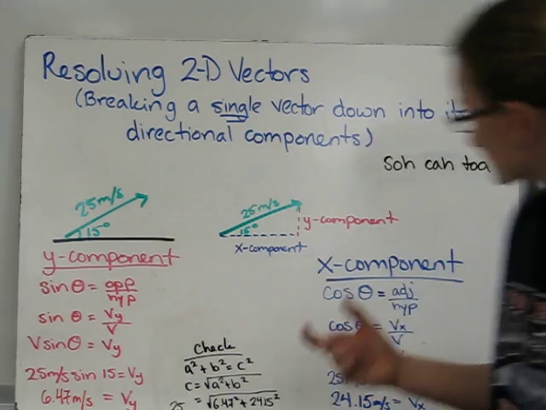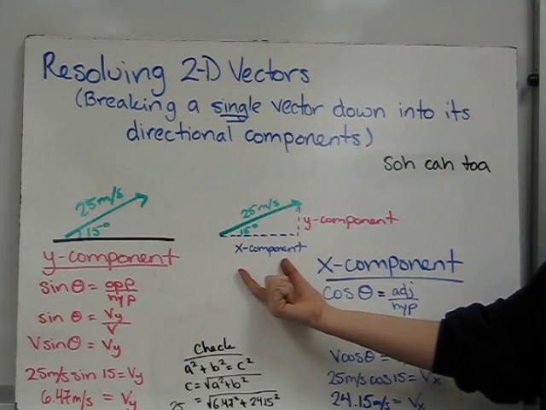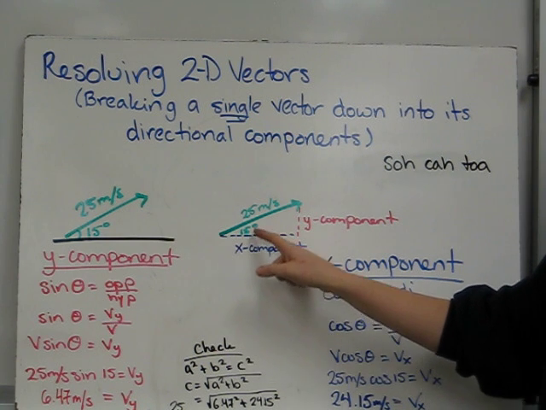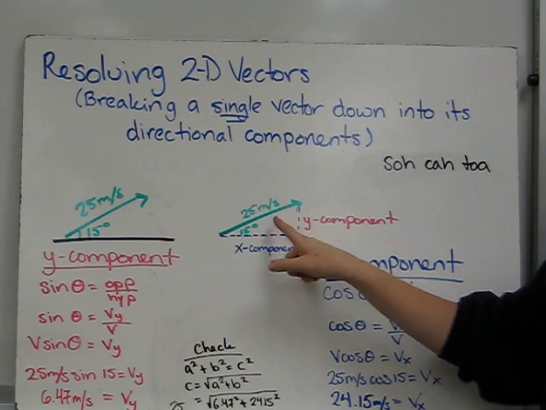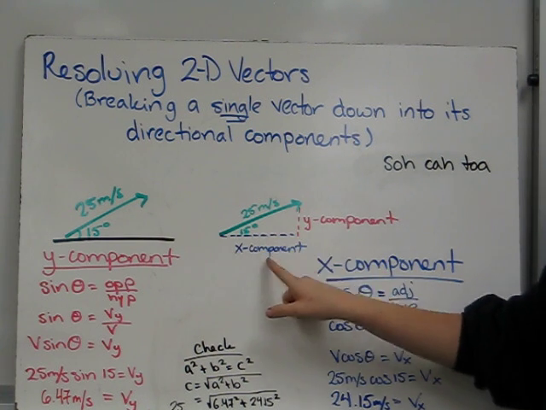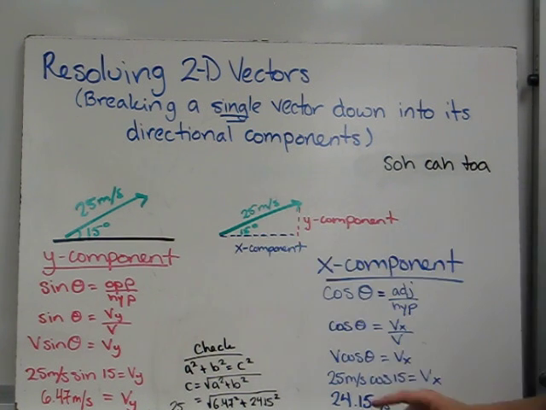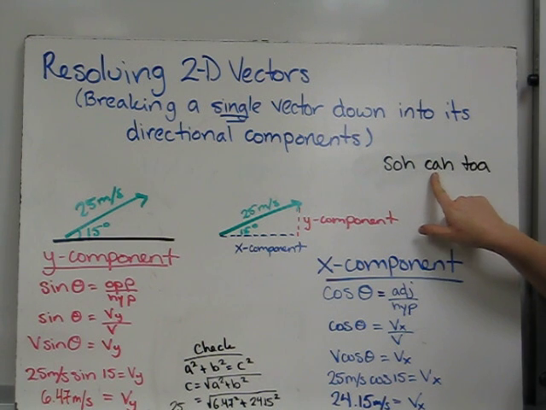Now, let's look at the x component. Well, in this particular case, the x component is next to, or adjacent to, the angle. The y component was opposite, it was facing. The x component is adjacent, and we know the hypotenuse. So the one we're going to use is cosine.